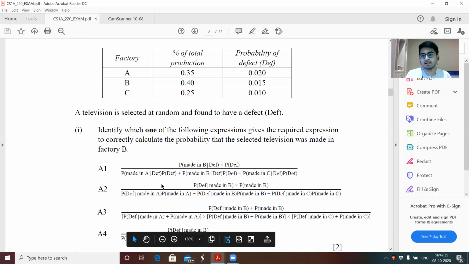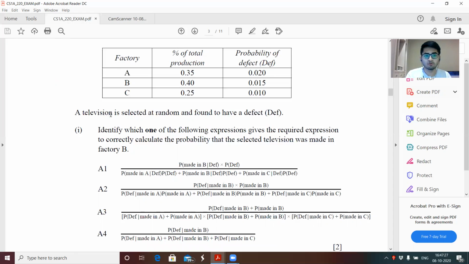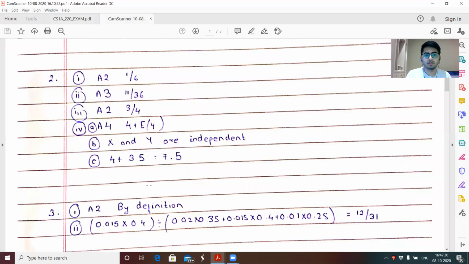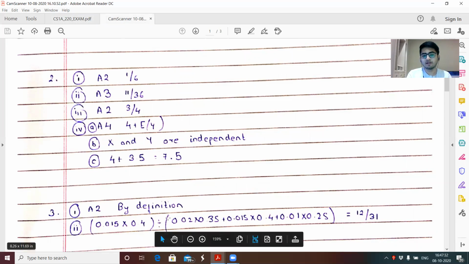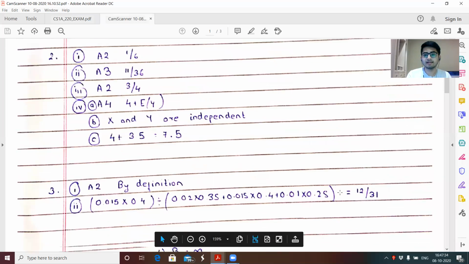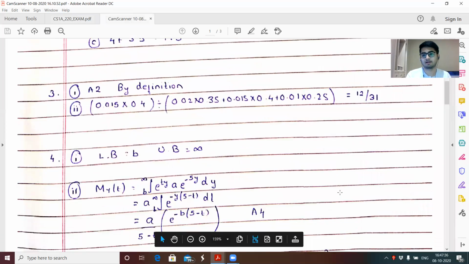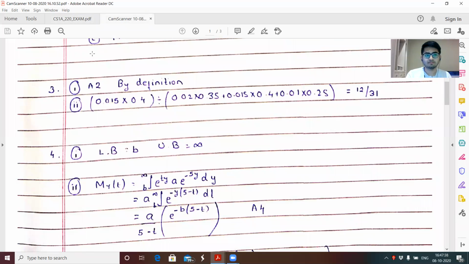This is again direct by the standard formula, so the answer would be A2. Putting the values in, you would get 12 by 31. For the ones who were able to attempt part 1, part 2 was nothing but a cakewalk. You simply had to put in the values which were already mentioned in the question.